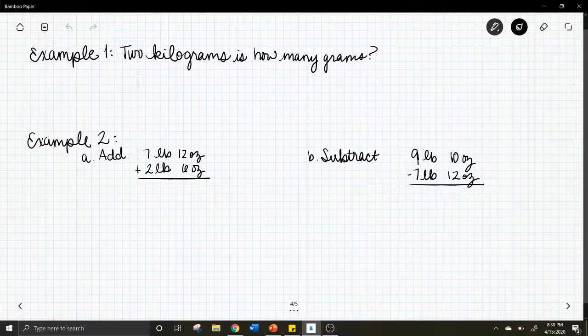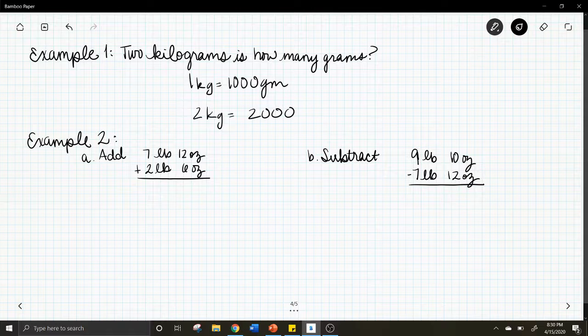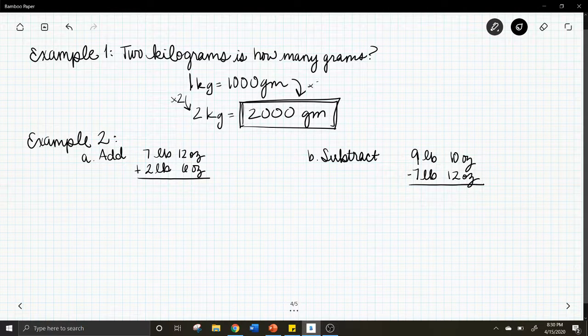Example 1, 2 kilograms is how many grams? Well, 1 kilogram equals 1,000 grams. So 2 kilograms would equal 2,000 grams. All right, so that's as simple as that. To get from 1 to 2, we multiplied by 2. So we're going to get 1,000 to our answer by multiplying that by 2.